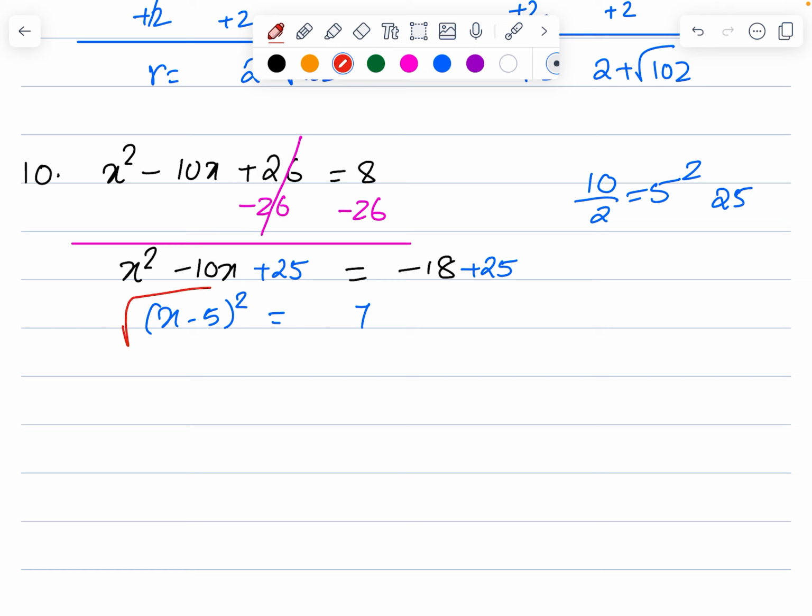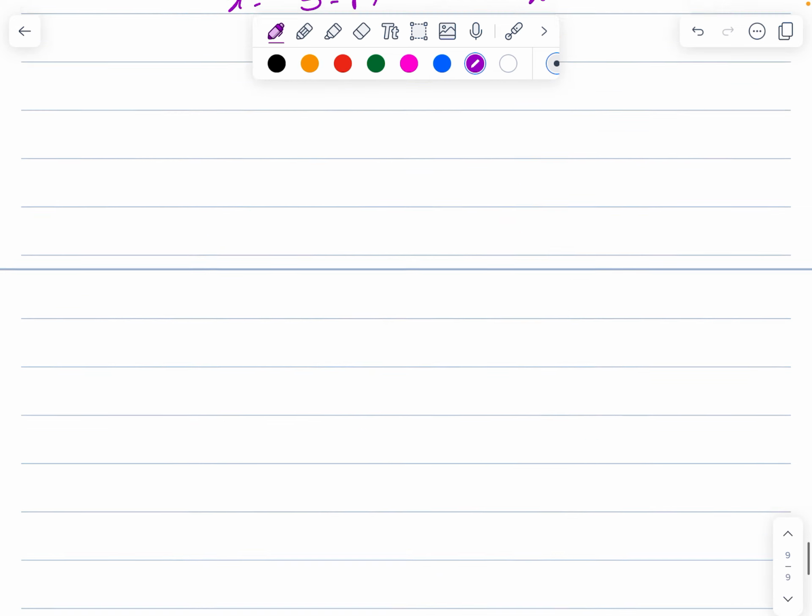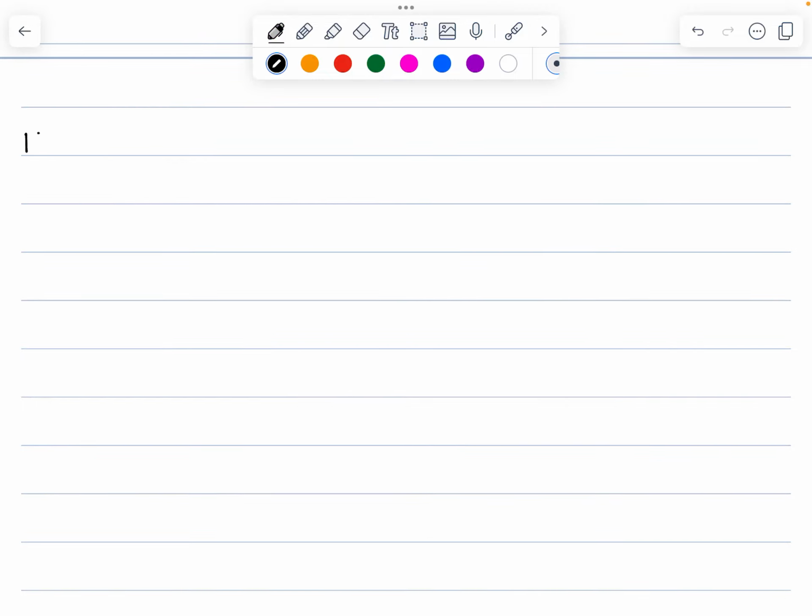Then apply the square root on both sides. The square root cancels the square. x minus 5 equals plus or minus square root 7. So x minus 5 equals negative square root 7, and x minus 5 equals positive square root 7. Then adding 5 on either side, 5 and 5 cancel. x equals 5 minus square root 7. x equals 5 plus square root 7. This is question number 10. Coming to question number 11.